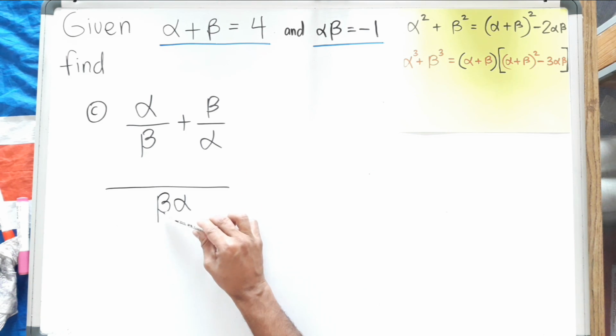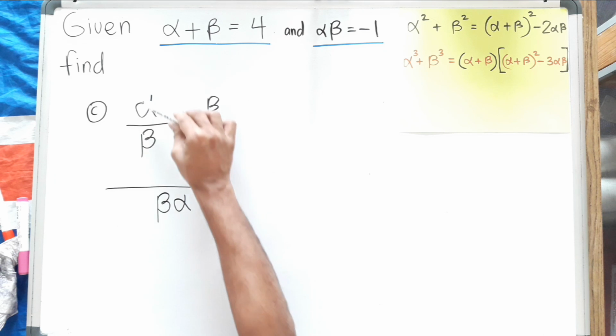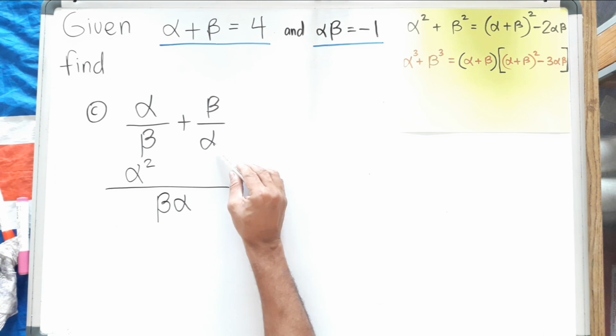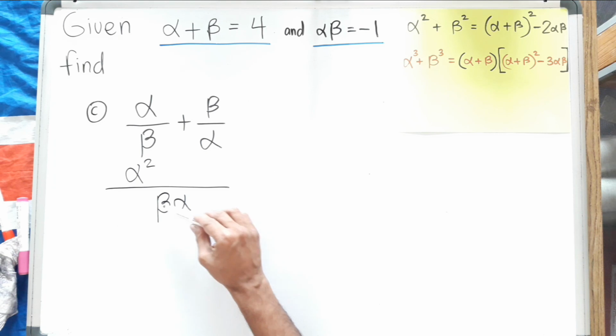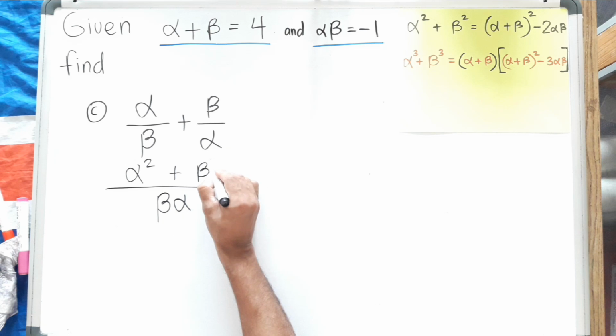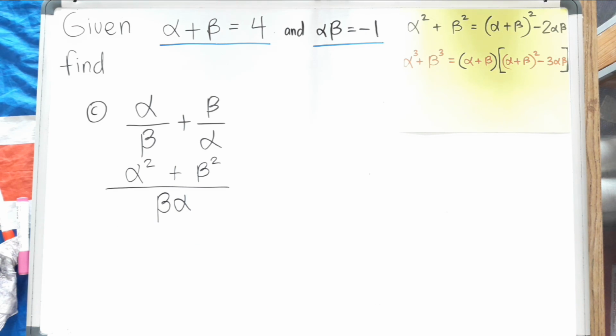Beta into this expression will leave you with alpha. Alpha by alpha is alpha squared. Alpha into this expression will leave you with beta. Beta by beta is obviously beta squared. Right. Now here's what I don't want you to mix up.